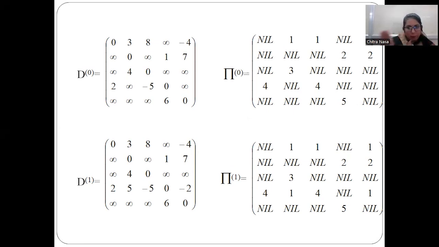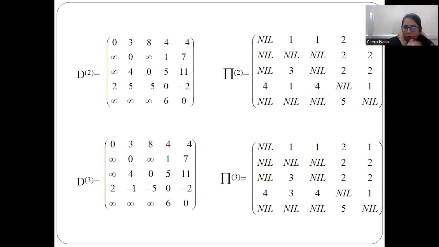Similarly, we change the pi matrix accordingly. It was earlier nil, now we need to fill in 1. We fill in 1 because we are considering it as the intermediate vertex, the shortest path, right? Else there will be no change. So let's proceed to D2 and pi 2, considering 2 as an intermediate vertex.